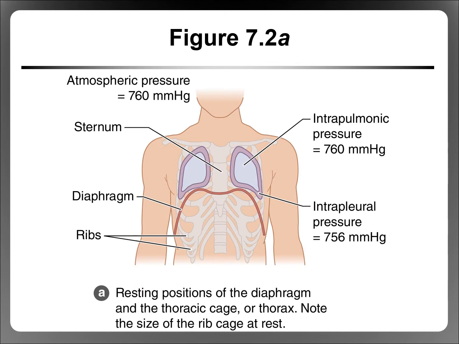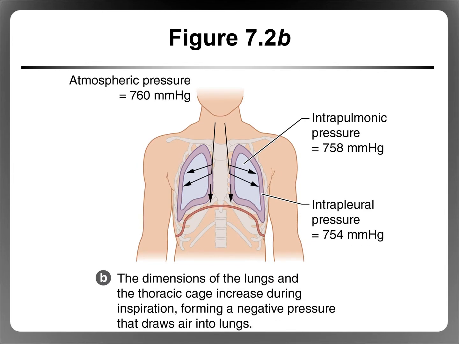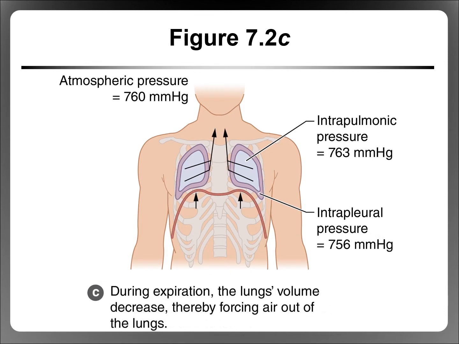So the next series is going to take you through the process of breathing and what's happening. So this is a resting position for your diaphragm and thoracic cage. Then go into an inhale. You notice the diaphragm comes down and flattens. This will cause the pressure change and air rushes in, rib cage goes out. And then when we exhale, diaphragm comes back up, pressure increases, air flows out.